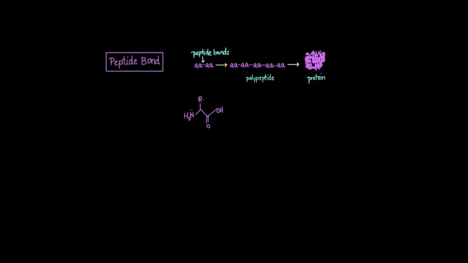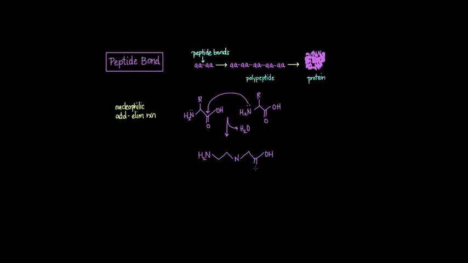Now, peptide bonds are formed by the nucleophilic addition-elimination reaction between the carboxyl group of one amino acid and the amino group of another amino acid. So let me show you what that looks like here. Let's have another amino acid drawn right here. So the electron pair on the amino group of the second amino acid comes over to form a bond with the carbonyl carbon of the first amino acid. You give off a water molecule in the process, and then you get your newly formed dipeptide. And here is our newly formed peptide bond.